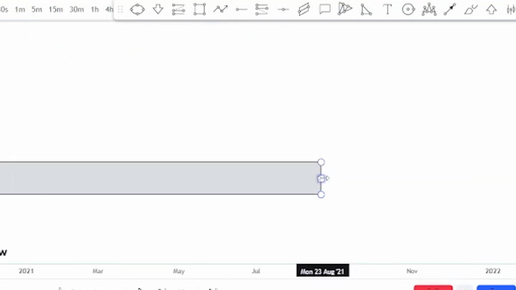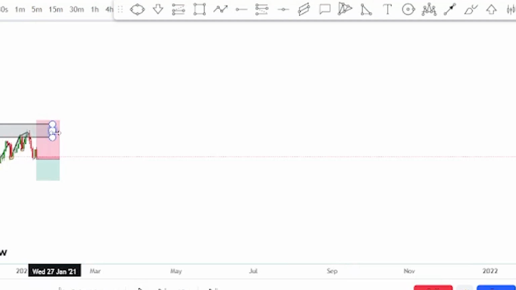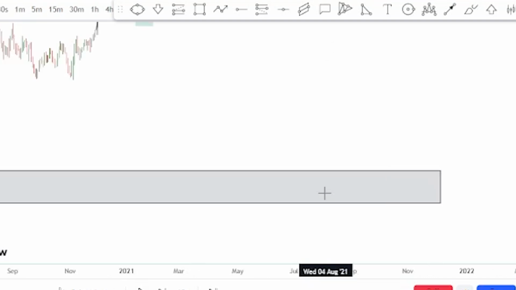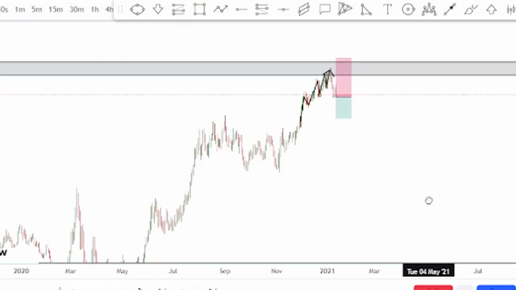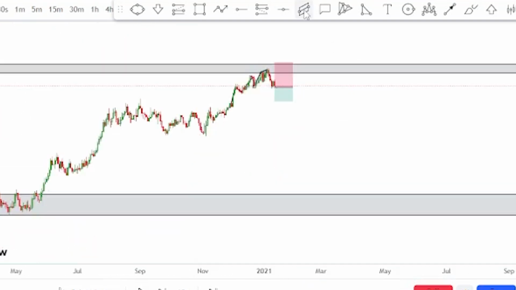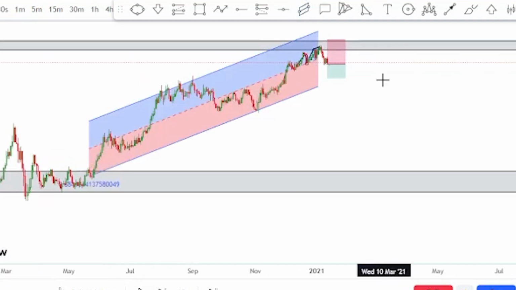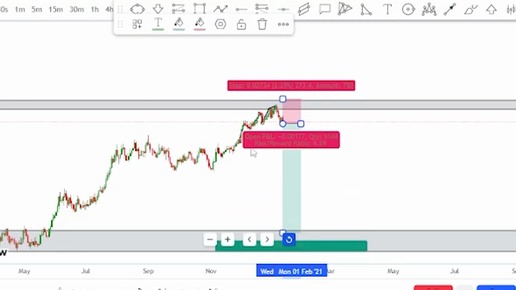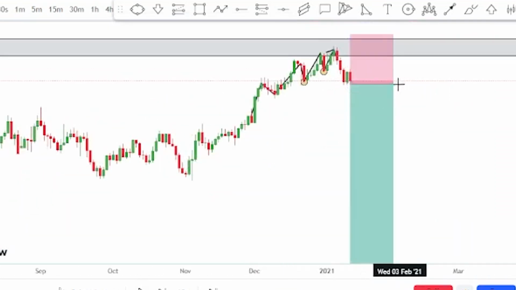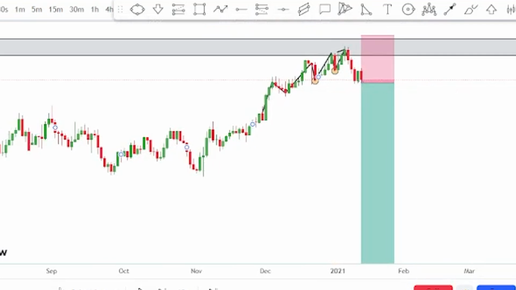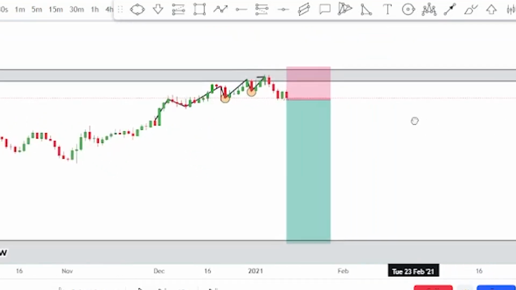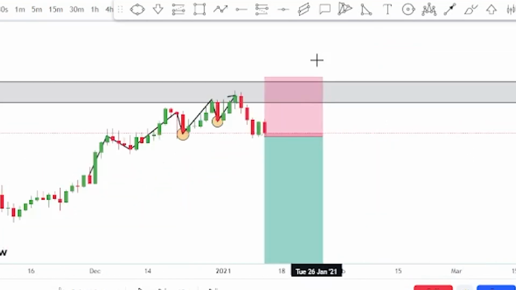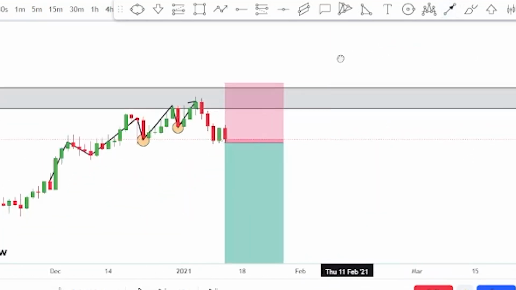So we have two strong zones. This zone is for sellers, for us to sell from, and this zone down here is for buyers, where they started moving up, as you can see from this area. So our target will be from this area. Stop loss above the previous high, which is a very strong zone. The reason why we are setting our stop loss above this zone is because this zone is very strong.